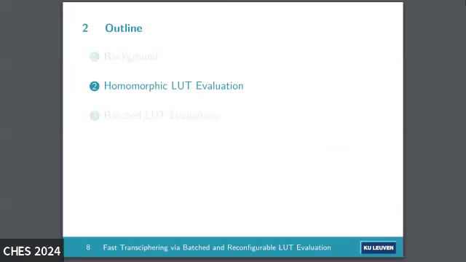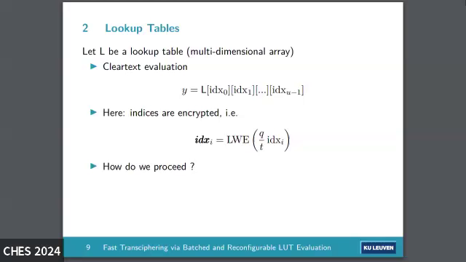This is the setting. So now we can quickly look at previous methods to evaluate lookup tables homomorphically. Now, I assume that everyone knows what a lookup table is, so we won't spend too much time on that. So we have a multi-dimensional array and some indices you want to use to evaluate the lookup table. But now these indices are going to be encrypted. So the question is, how do we proceed?